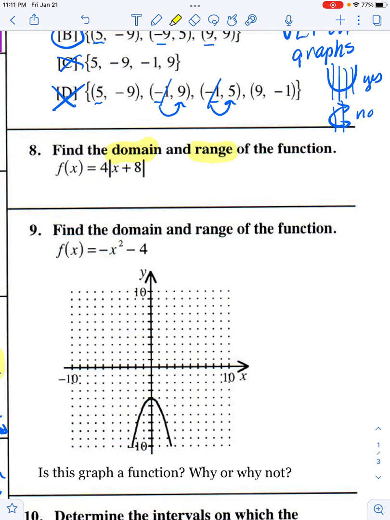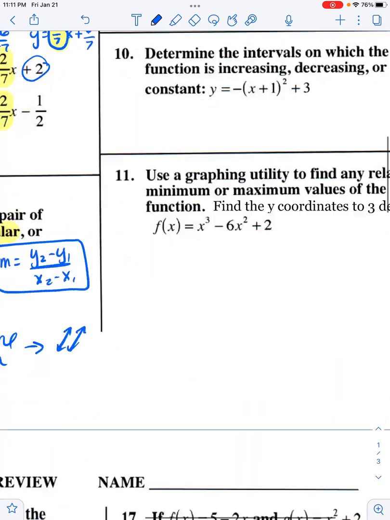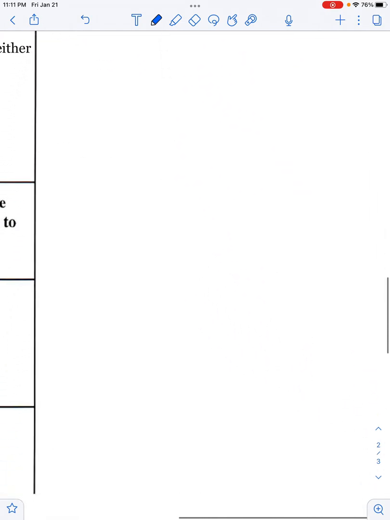Domain and range was a huge part of chapter 1 and has carried on ever since, so don't delude yourself into hoping it's not on the final. This also goes back to remembering how to graph stuff. You have to know some of these parent graphs. You have to know that this is linear and we'll just make a line. By this point in your math career, you just kind of have to know that.